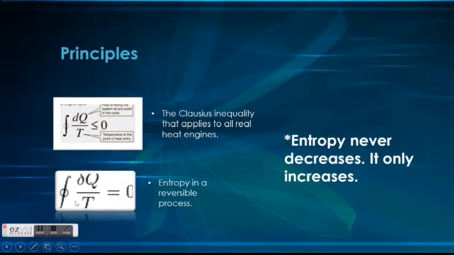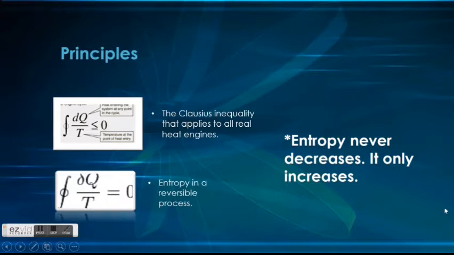Here we have the entropy in a reversible process. In a reversible process, the change in entropy is equal to 0, because as you go around through a reversible process, you'll have a negative change in entropy and a greater change in entropy. Another thing to note is that entropy never decreases, it only increases.